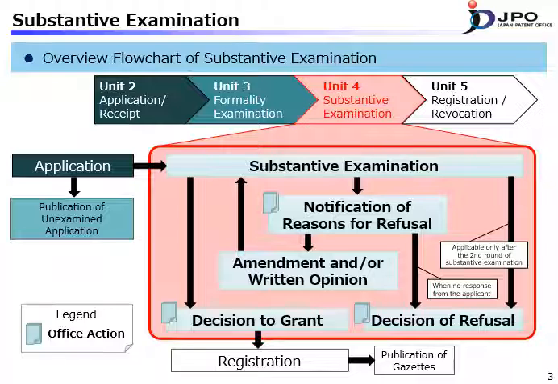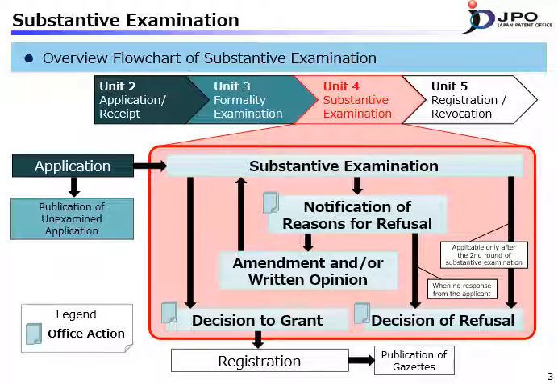To explain in detail, the substantive examination process may be divided into three parts. The first part is substantive examination, in the narrow sense of examiners gaining an understanding of the filed content, conducting searches and making decisions. The second part is office actions, in which decision results are documented and notified to applicants. The last part is responses from applicants. Decision to grant, notification of reasons for refusal, and decision of refusal, are included in office actions. And amendment and/or written opinion are included in responses from applicants.